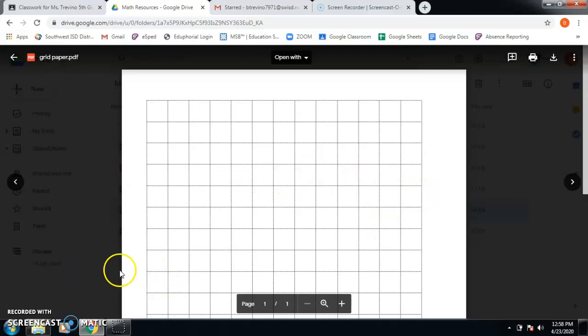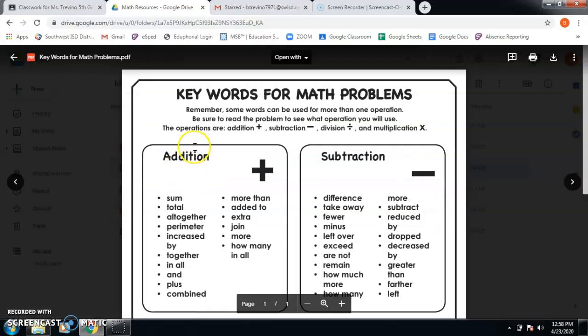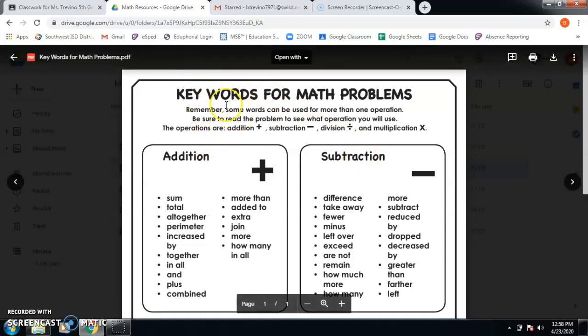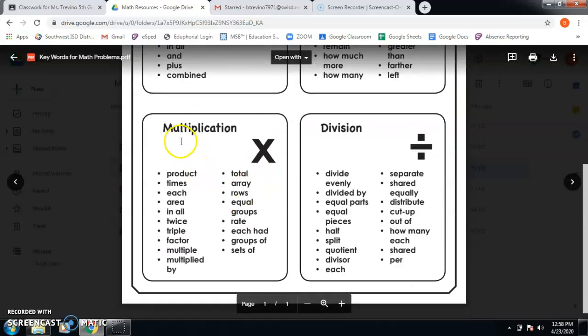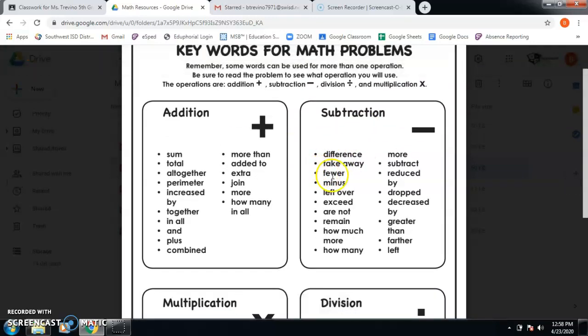This is very helpful. The big one in here that I uploaded is your keywords for math problems, okay? So whenever you're doing your word problems, your multi-step problems, it's very important for you to really read through those questions and find those keywords because those keywords are going to let you know, oh yeah, I need to use addition, or oh, that's multiplication for sure. Like, it says, what's the difference between those two numbers? I come and look at my chart, and difference means subtraction, okay?